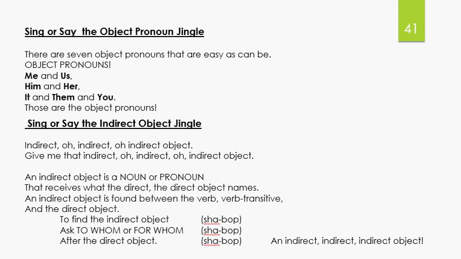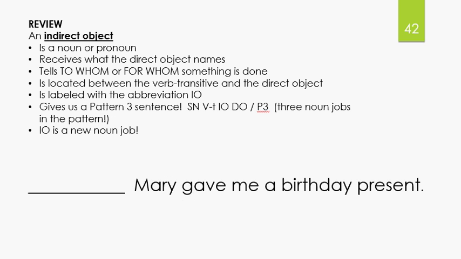Now the indirect object jingle, I think you should listen to the jingle, and I think it's kind of catchy. It's a lot going on, but basically you're learning about what an indirect object is and where to find it in a sentence. Let's talk about that now.